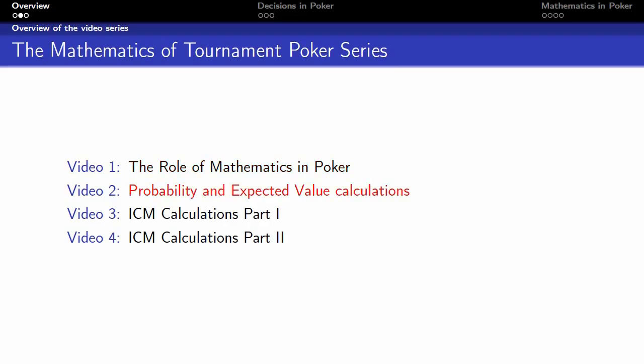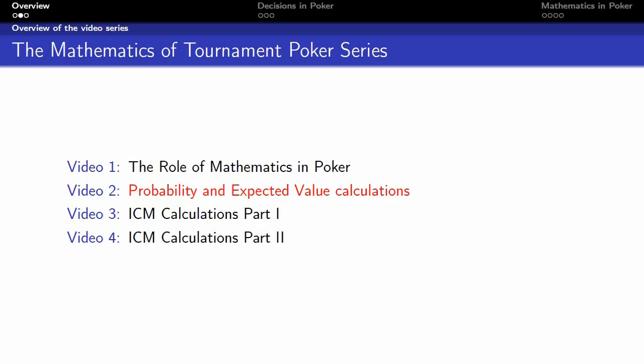Video 2 will be probability and expected value calculations. These are things that are incredibly useful in cash games. Most people, if you've come from a cash games background and are trying to transition to tournaments, you'll probably be familiar with all this material in this second video. It is useful to review, and I'm also including it here because these first two videos really set the stage for why and how we go about formulating the ICM calculations.